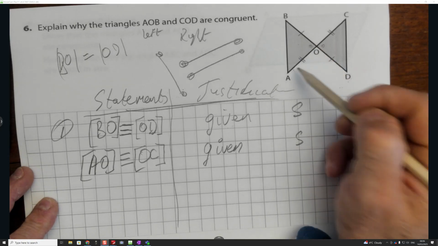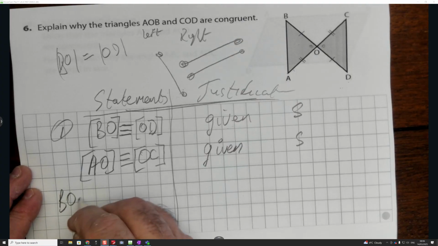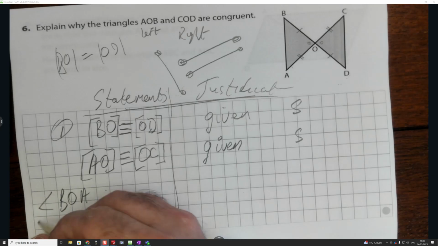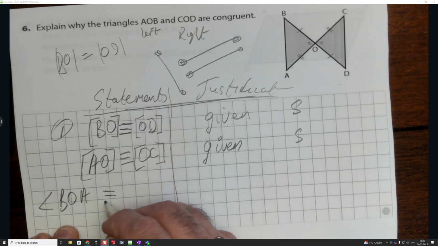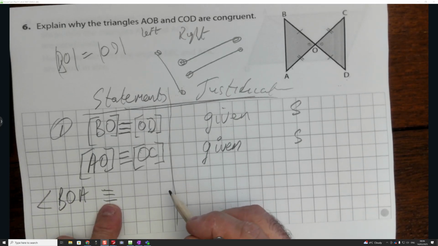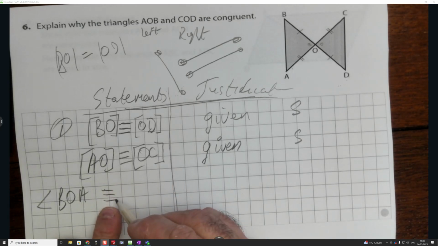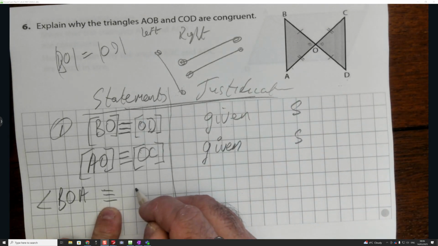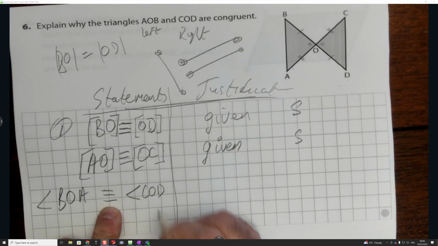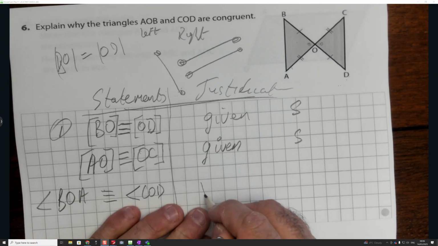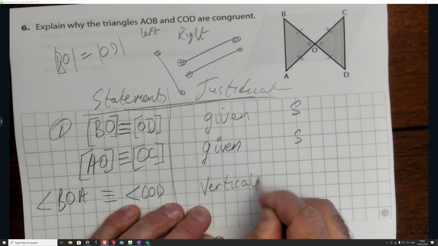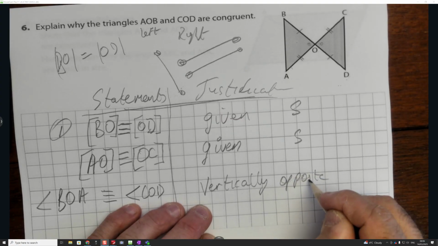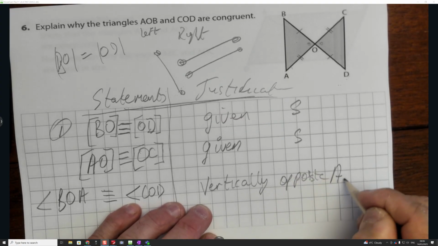So angle BOA is congruent. Now you can put bars down the side and say they're equal, but as I said, we're learning so much. It's nice to introduce this new terminology, and I don't have to put the bars down. I can just say that angle is congruent to this angle COD. Okay, and why? Vertically opposite angles.